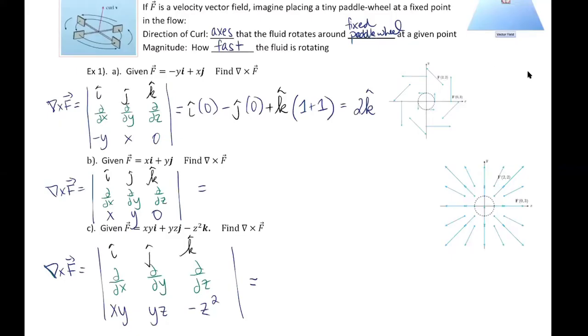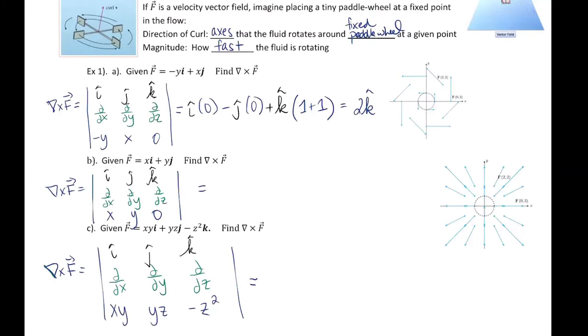Okay, and so one of the things I want you to notice about these first two examples is our curl can only have a k component, because it's two-dimensional vector fields. And so the only option for a paddle wheel to rotate is either going to be around the positive z-axis or the negative. So that's always a nice shortcut when you have two-dimensional vector fields.